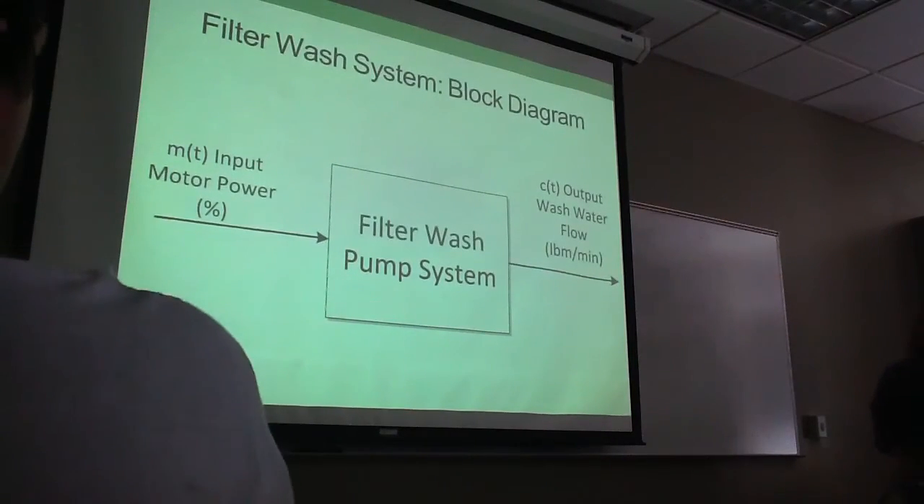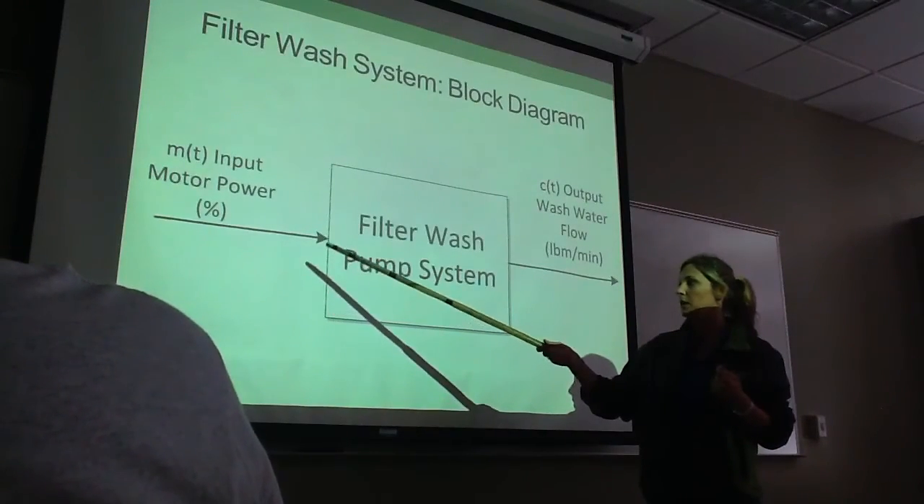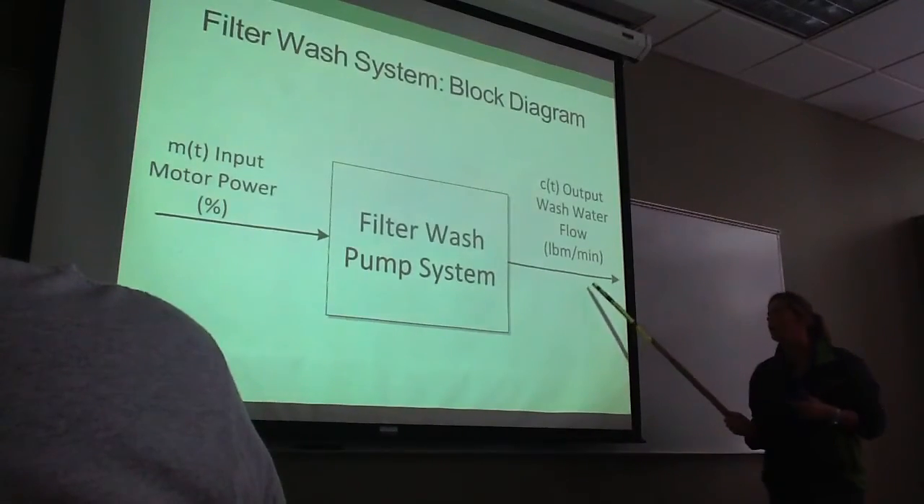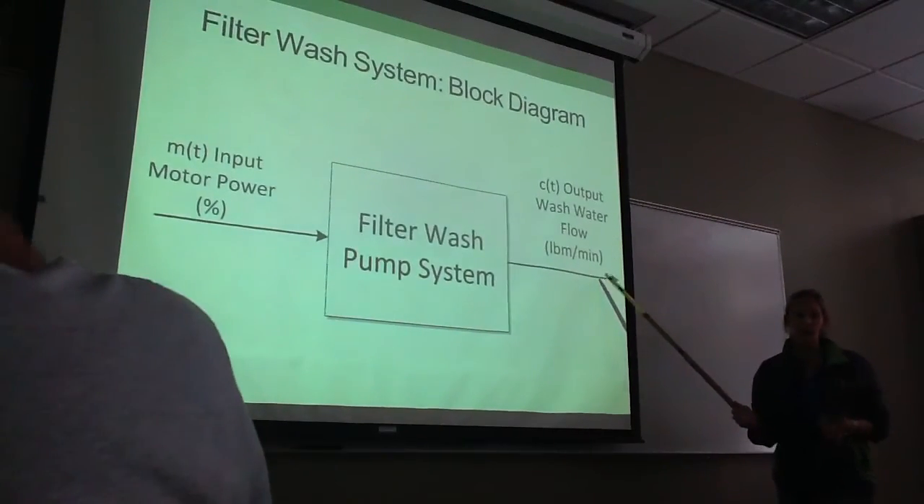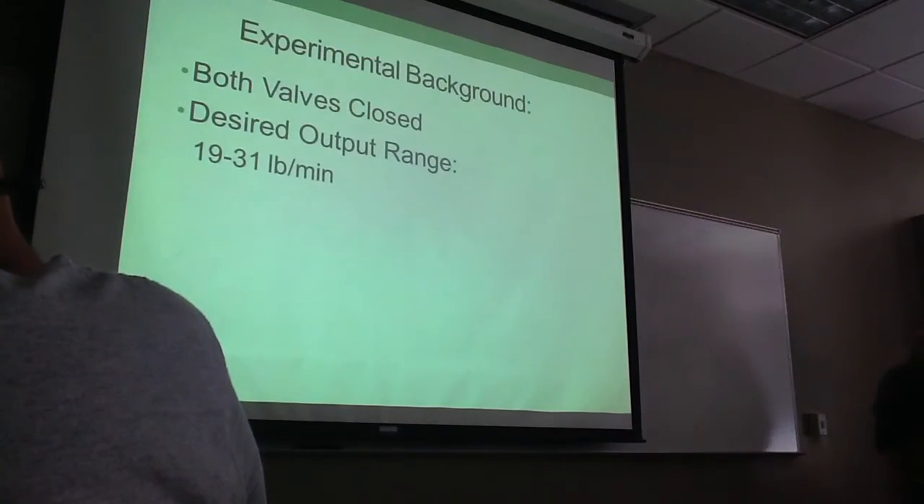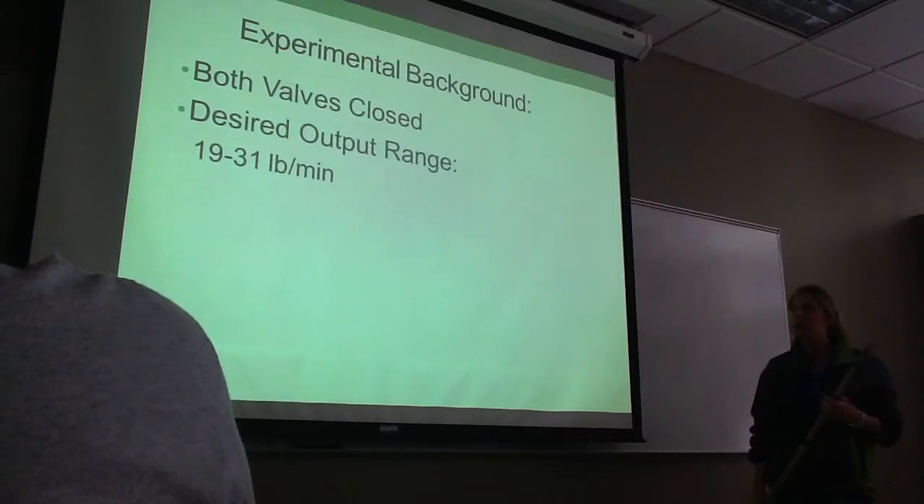This is a block diagram. So our system, we input the power, the motor power in percent, and we get a flow rate of pounds per minute out. Again, the experiments that we ran for steady state and our step responses, both valves were closed for the entire duration of the experiment, and our desired output range was between 19 and 31 pounds per minute.